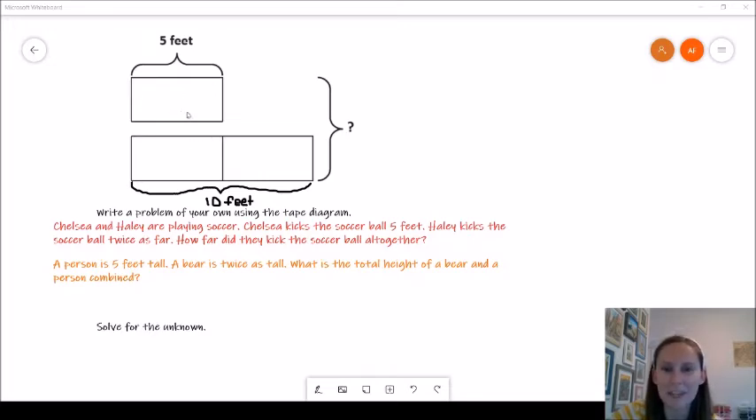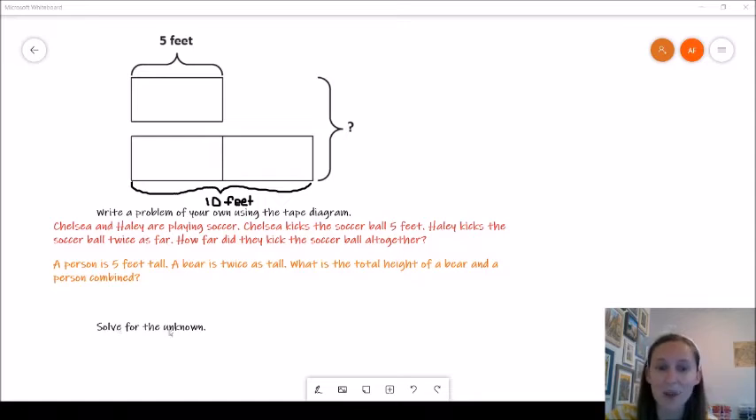The person is 5 feet tall. The bear is twice as tall. What is the total height of the bear and the person combined? Now, it's a little bit silly. I'm picturing kind of a bear with a person riding on its shoulders, but hey, it matches the tape diagram, and that's the fun of this lesson, is creating our own word problems.